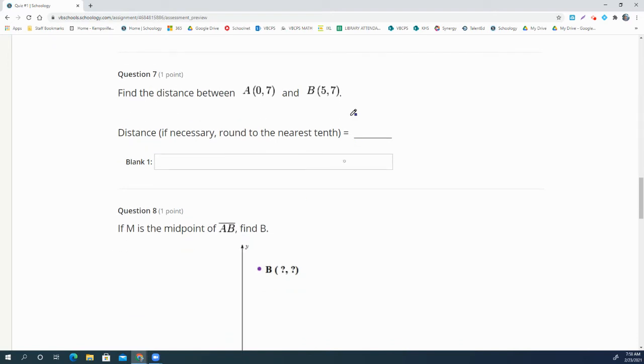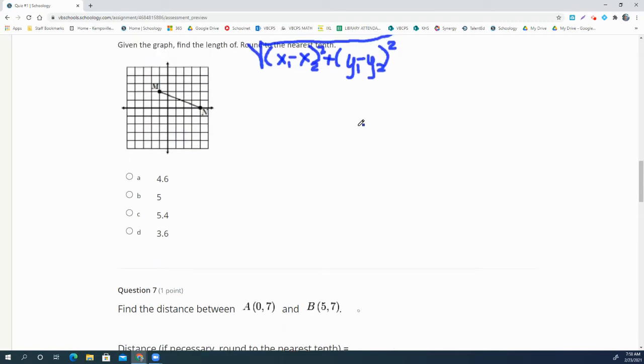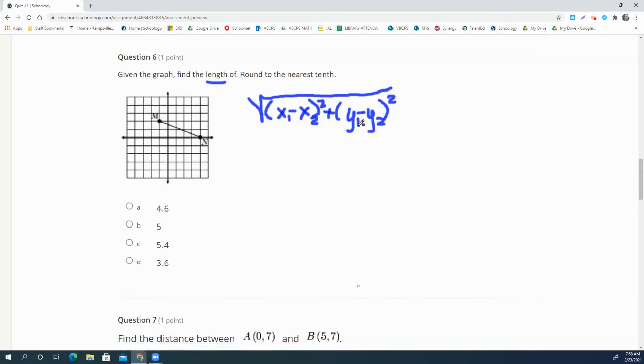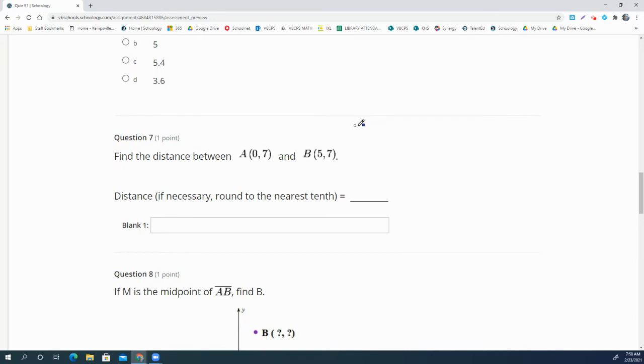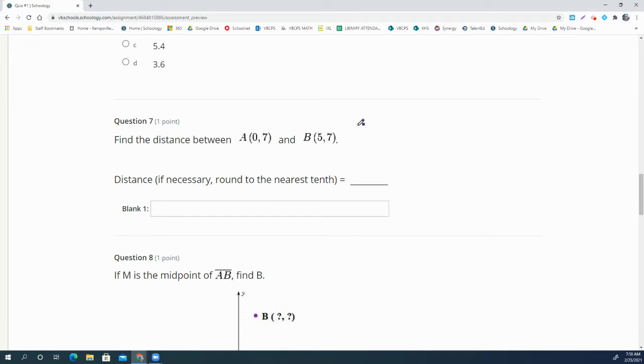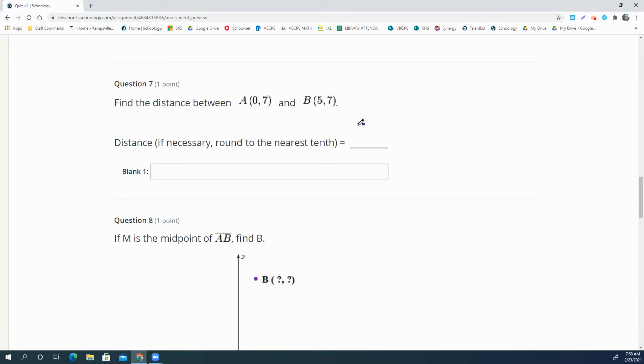Okay, distance, this is exactly the same thing, round to the nearest tenth, as we did up here. So those two problems are exactly the same. One's just on a graph where you have to get the ordered pairs, and this one they're given to you. Right? So Ray, have we gotten to the number 9 yet? Okay.